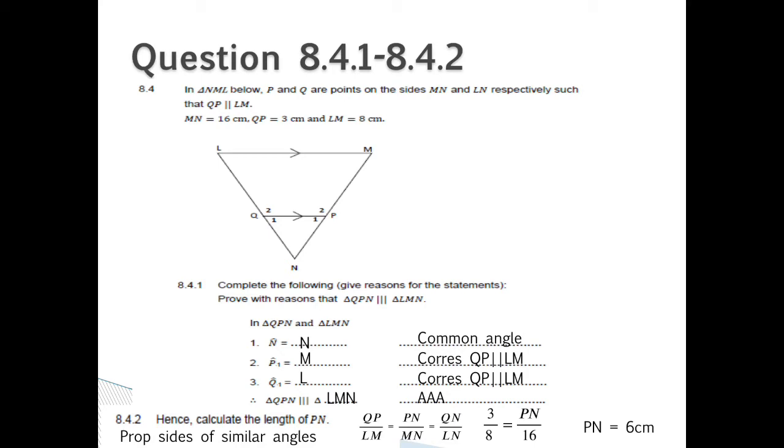8.4.2. Here you have to calculate the size of PN. We also know that sides of similar triangles are proportional. So QP over LM is equal to PN divided by MN, which is equal to QN divided by LN, which is the same as 3 over 8 equals PN divided by 16. So PN will equal 6 centimeters.